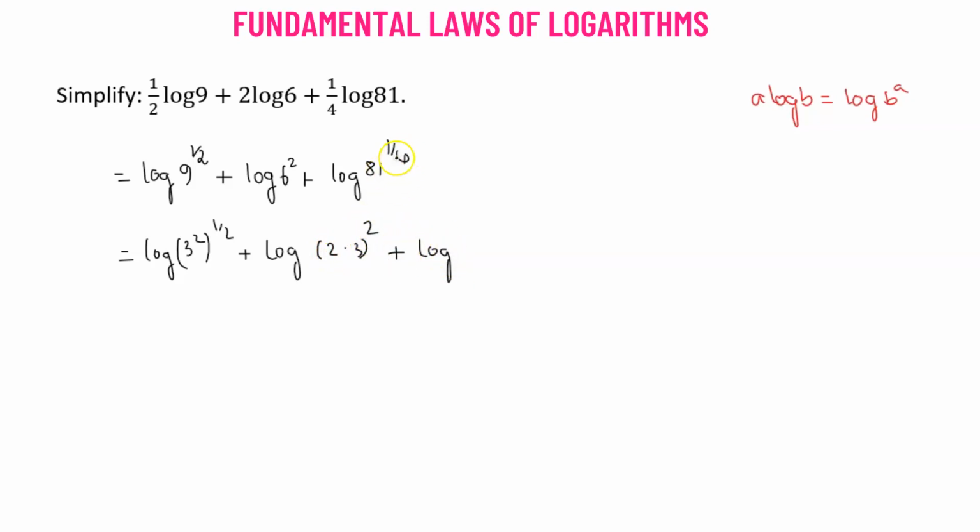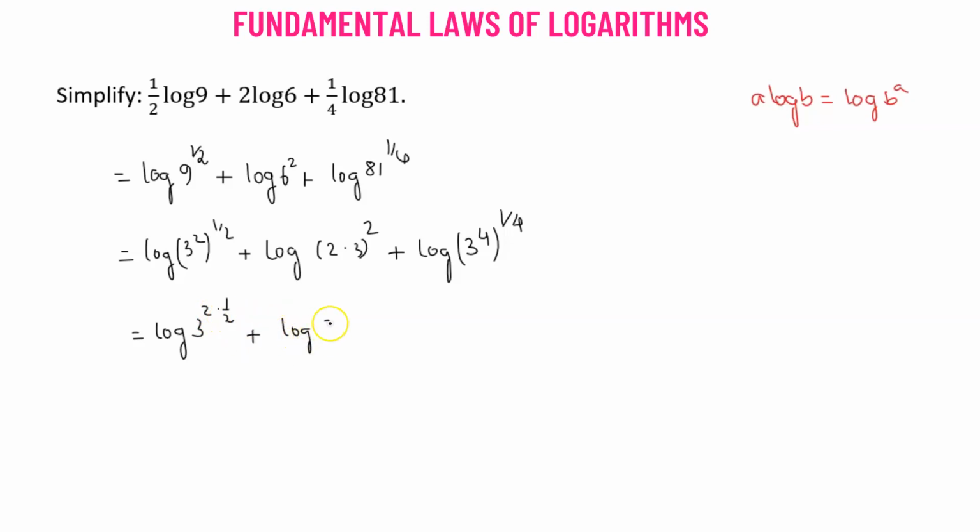So 81 raised to the power of 1 over 4. So we have 81. So that's 3 raised to the power of 4. So 3 raised to the power of 4, whole raised to the power of 1/4. So this will be log of 3. So we have 3 squared raised to the power of half. So that means our exponents will get multiplied.